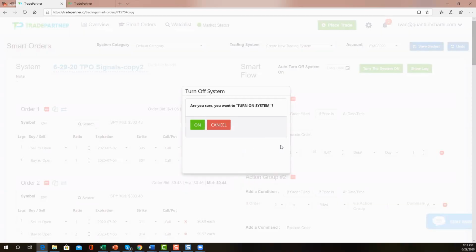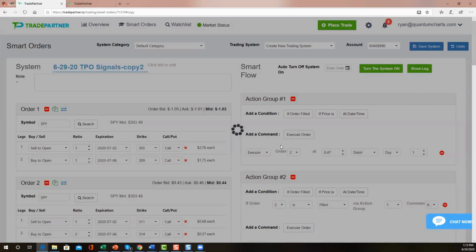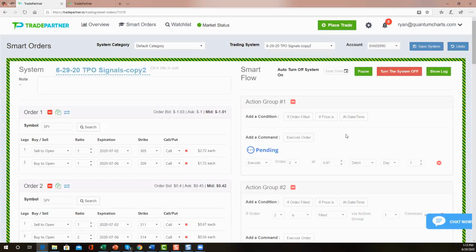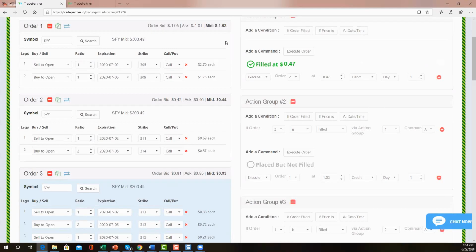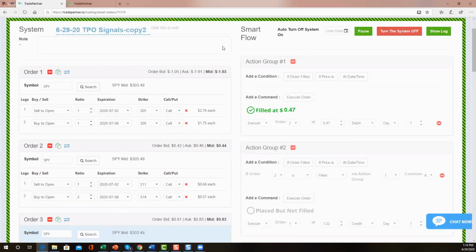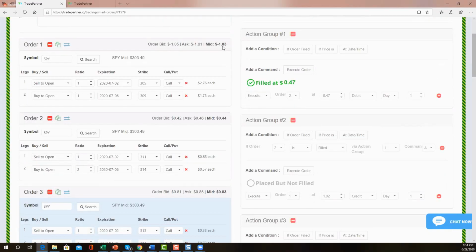All right, so now I've got it working in 2 different ways. One is a bullish, then the bearish, then the second bullish. And I was filled at 47. Now my credit of 102 is in place. And we'll see. It says it's trading at 103. The bid is actually 104. So, or excuse me, the mid is at 103. So it should be filled here pretty quickly as well.